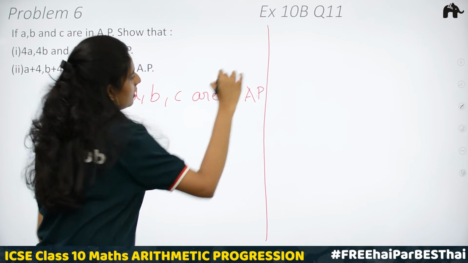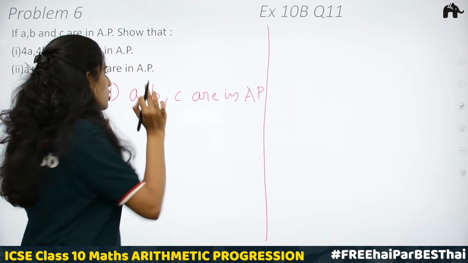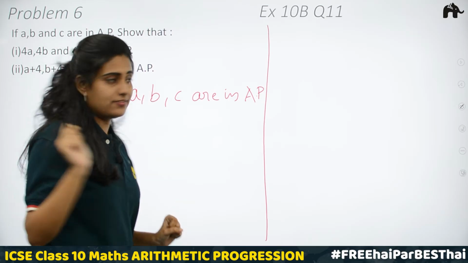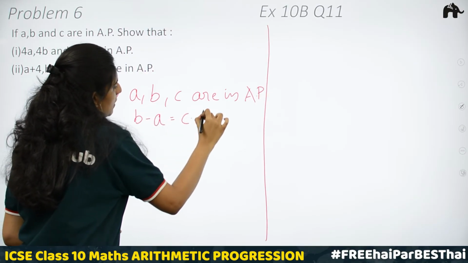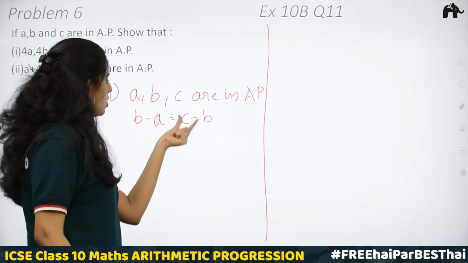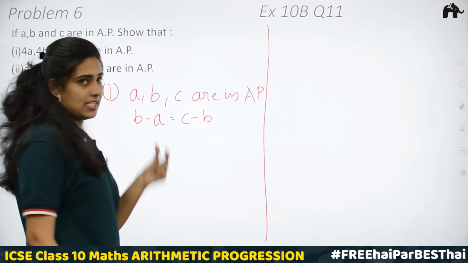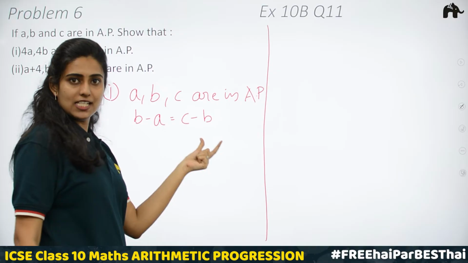Which means the second term minus first term should be equal to the third term minus second term. There is a common difference. We can write B minus A is equal to C minus B. Yes, this is the common difference. This is also the common difference. The difference between the first and second term is B minus A. The difference between the second and third term is C minus B.